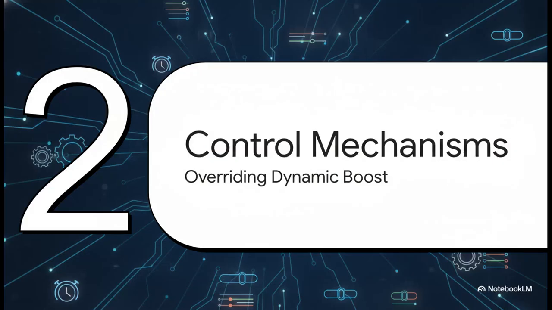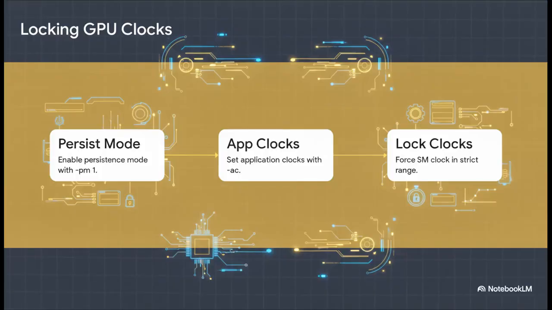Moving on to Section 2, the control mechanisms, overriding dynamic boost. Now, for a lot of data center GPUs, like your A100s or H100s, you can actually manually set these speeds using terminal commands. It's a pretty logical three-step progression. Step 1, you almost always need to enable persistence mode, running nvidia-smi -pm 1. This is absolutely crucial because it keeps the NVIDIA driver loaded even when no active apps are running on the GPU, which ensures your custom clock settings actually stick around.